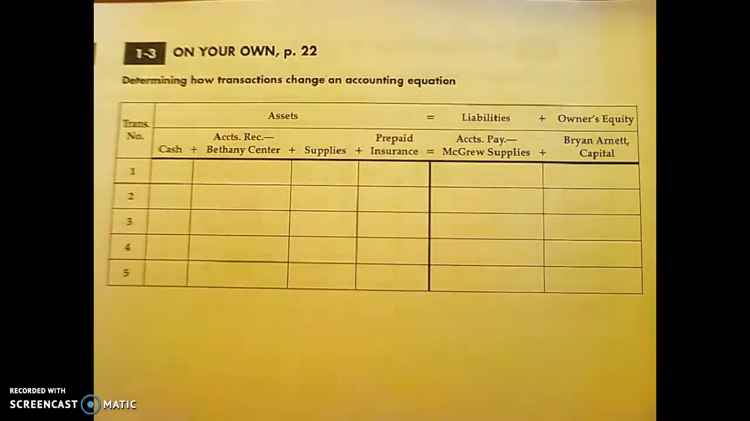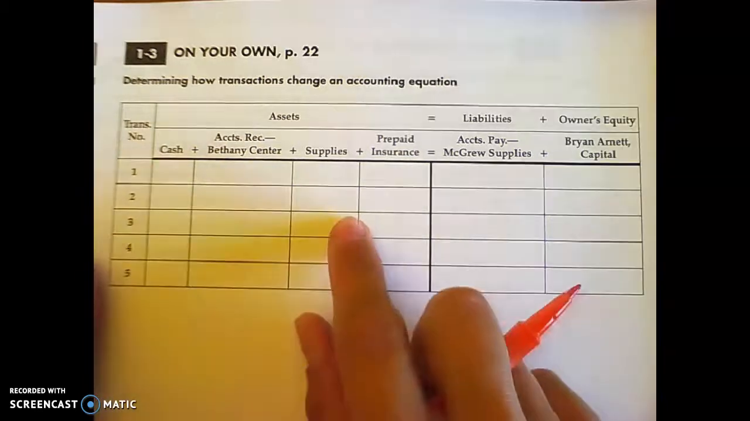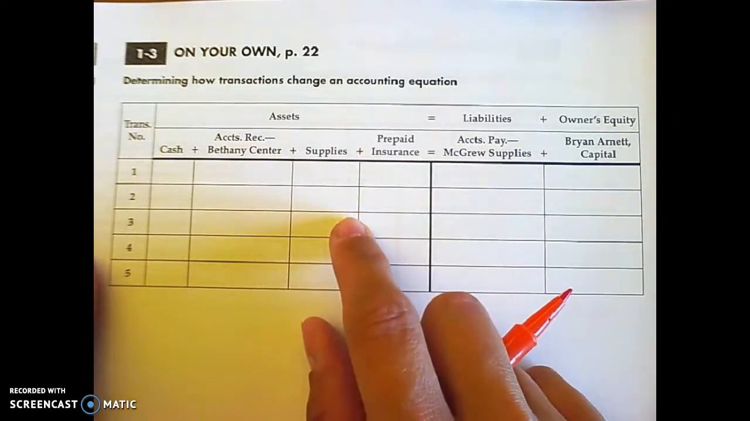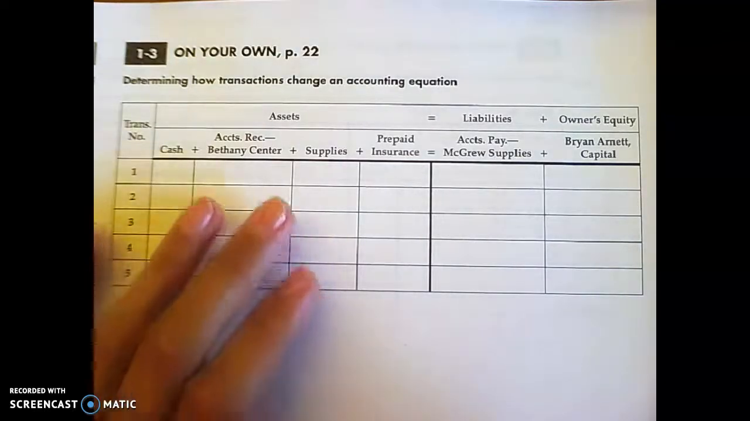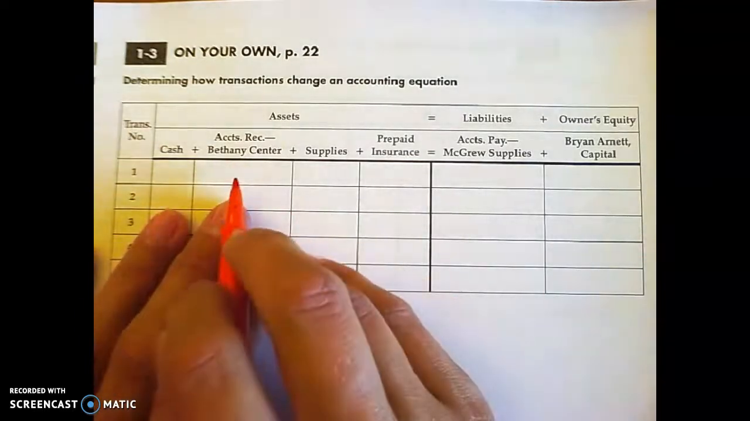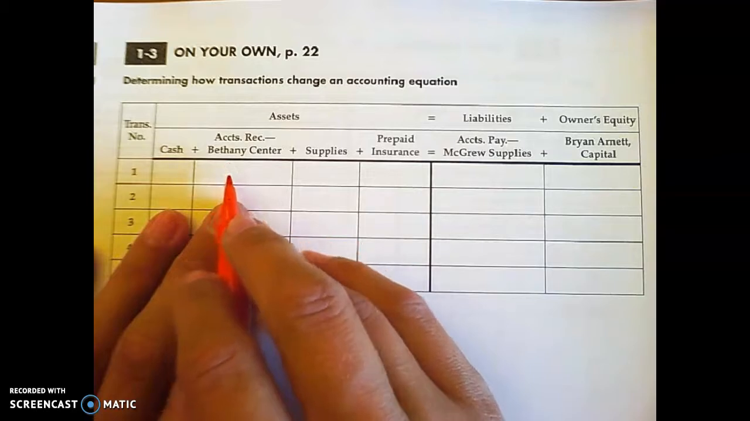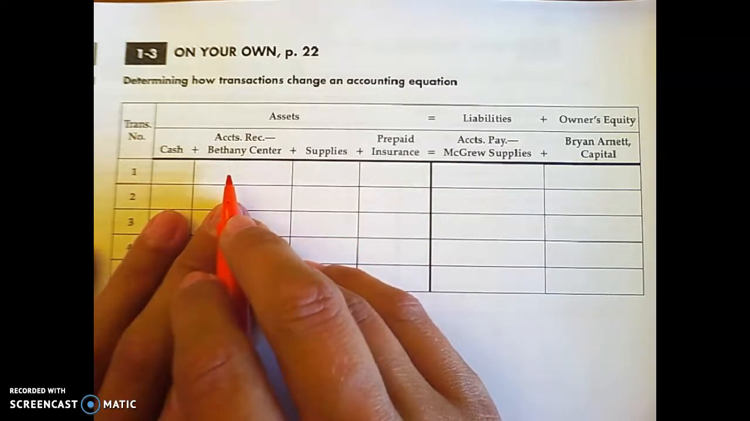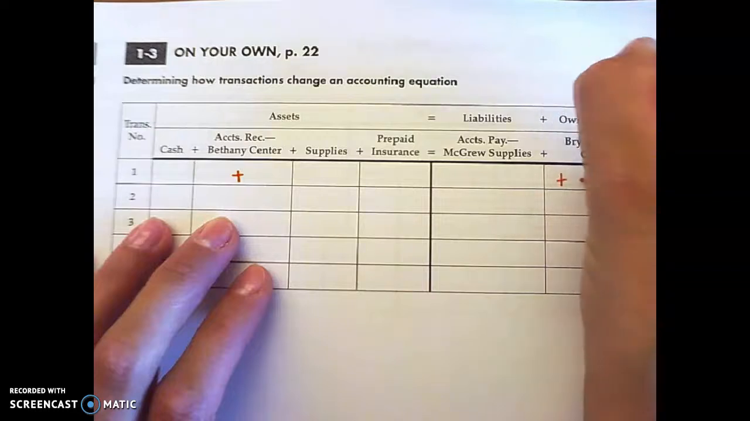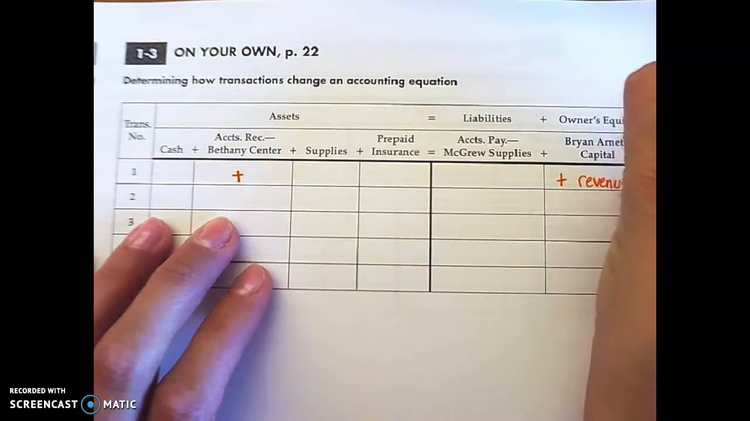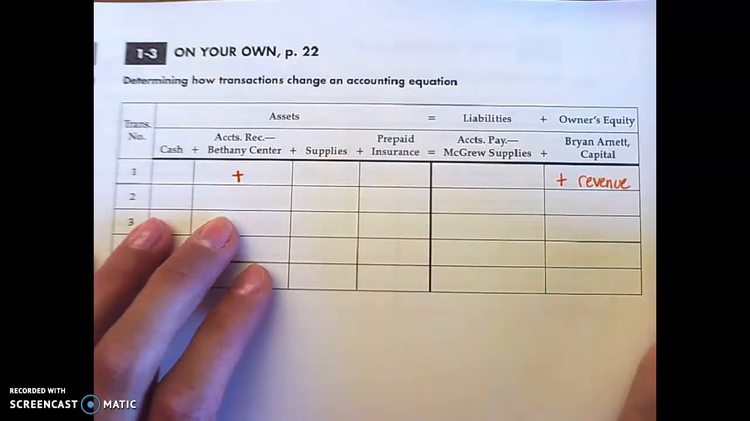On the back side of this, we have the on your own, which is going to be the same type of thing. So I'm going to jump into it. In your textbook, it's still on page 22. First one, we sold services on account to Bethany Center. So what happened was Bethany Center bought some services from us, whatever it was, but they bought it on account. So the amount that Bethany Center owes us for accounts receivable is increasing. And we made a sale, which is going to be classified as revenue. So our capital account is increasing as well.